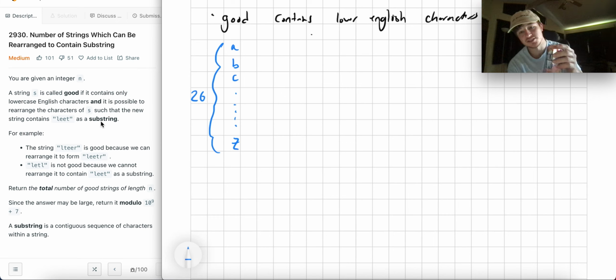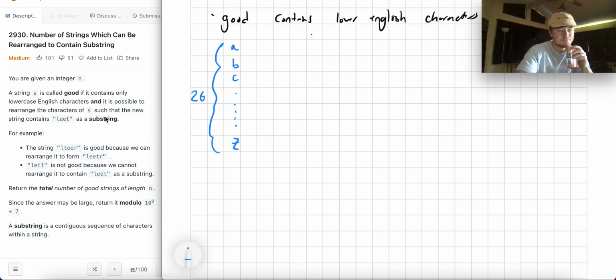We're not going to talk about linguistics today. And it's possible to rearrange the characters of s such that the new string contains leet as a substring.